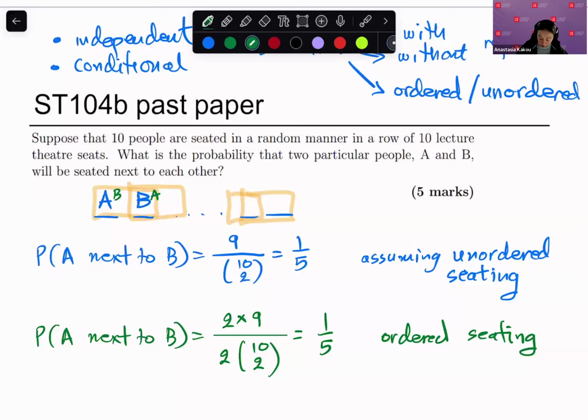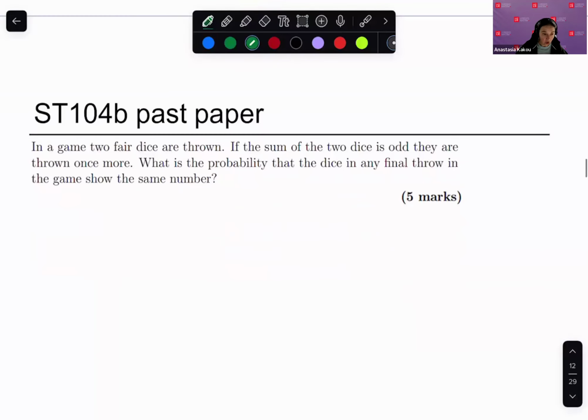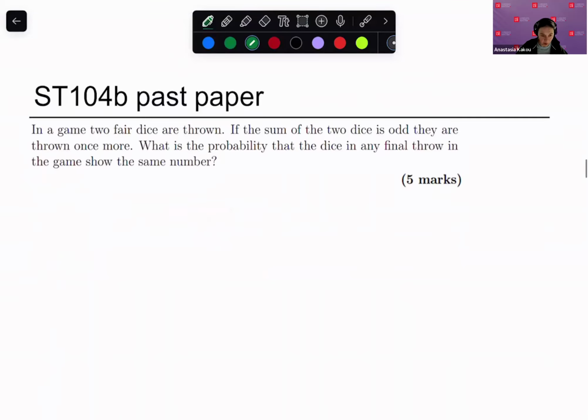Okay, so that was one type of question. You may have a different one. So this is from another paper. Typically you're not going to have two probability questions on the same paper. So in a game, two fair dice are thrown. If the sum of the two dice is odd, they are thrown once more. What's the probability that the dice in any final throw of the game are the same?